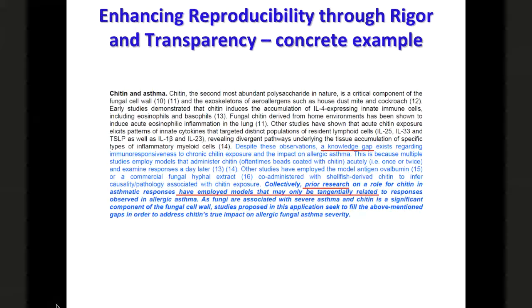Chitin. Does anybody know what chitin is? Chitin is what's in the cell wall of crabs and shrimp and crawfish and insects. All fungi have chitin in their cell wall. We're looking at it from an allergic standpoint and everything. And so a couple of references here and everything.